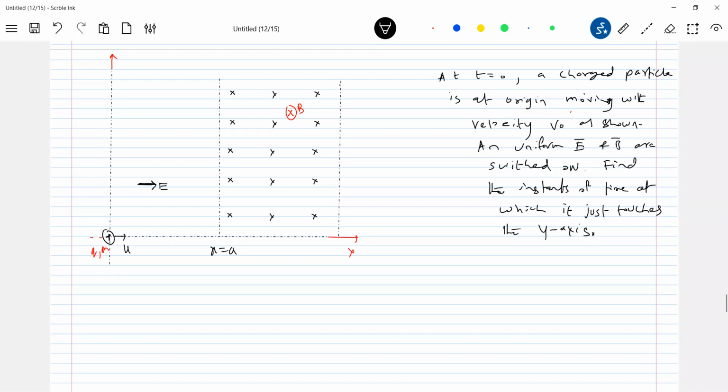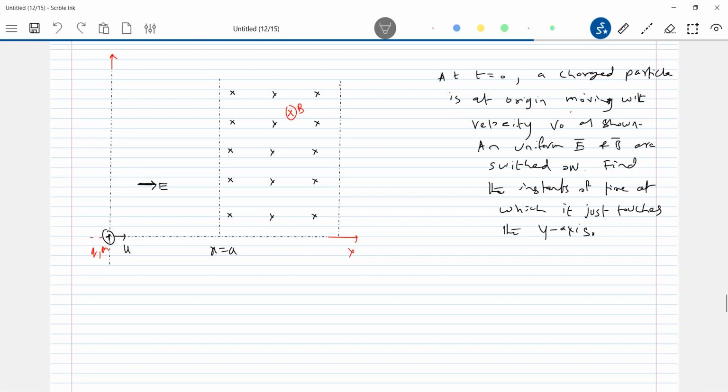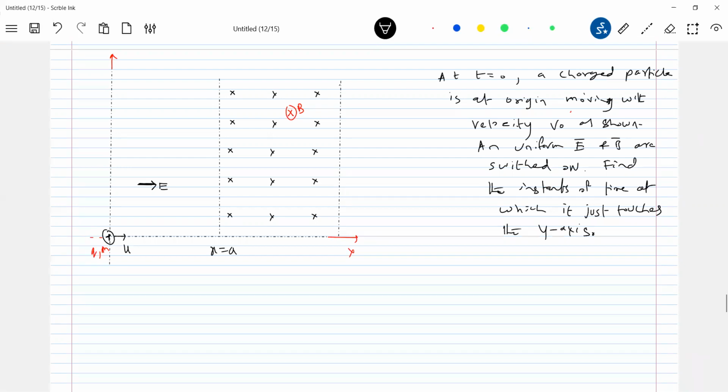The uniform electric field, directed along the x-axis, is from x equal to 0 to a. It is confined. What is the magnetic field? For x greater than a, the magnetic field is present. I think in the books they are not giving further description. E is non-zero for x less than a, and B is non-zero for x greater than a.